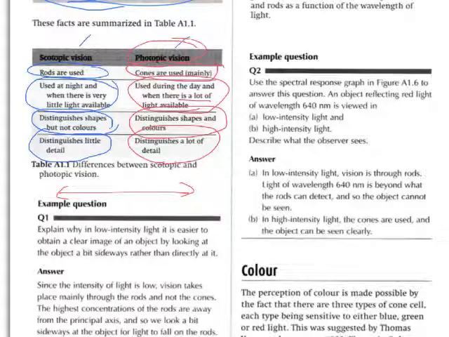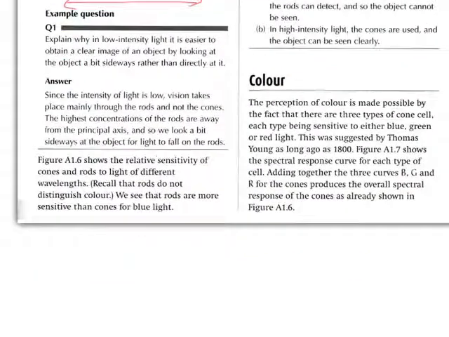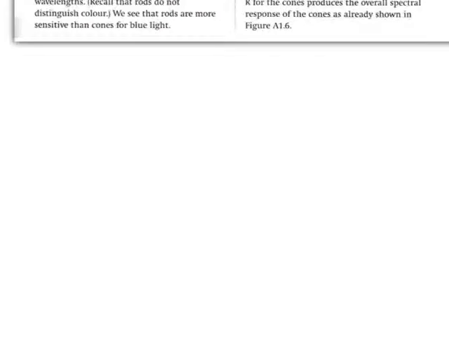The next thing that you need to know about is the distribution of the cones and the rods at the back of the retina. For this, I recommend seeing the video that I've put on Moodle, which is from Khan Academy, that explains it really well. However, I will go through it now. If we squeeze this out of the way, okay, so we can have a look.